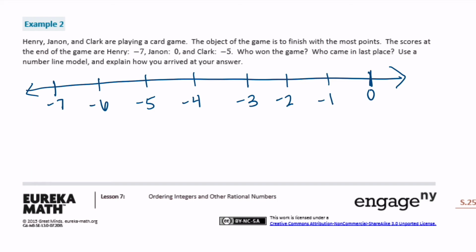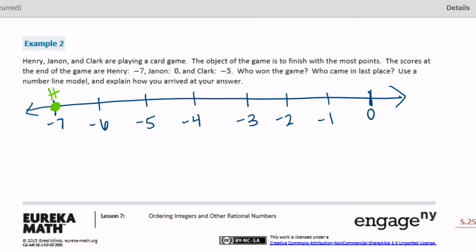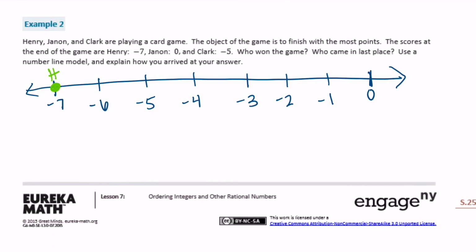And let's go ahead and plot them. So let's see. Henry had -7. Henry at -7. Janet was at 0. And Clark was at -5. Who won the game? Who came in last place?